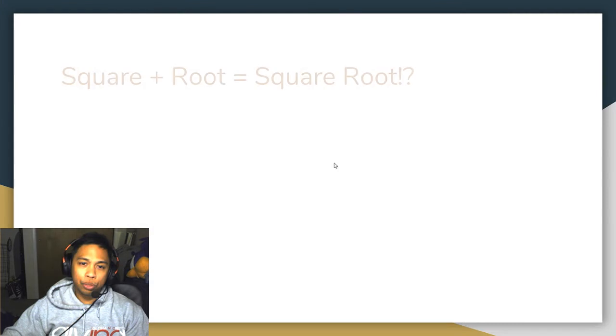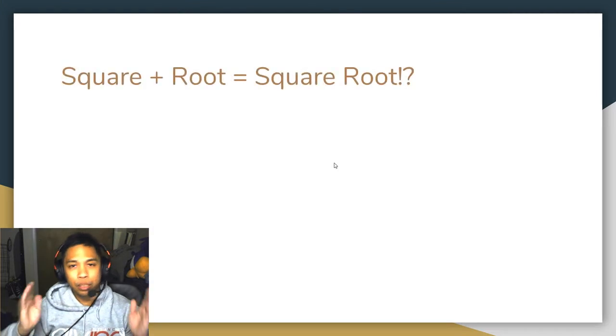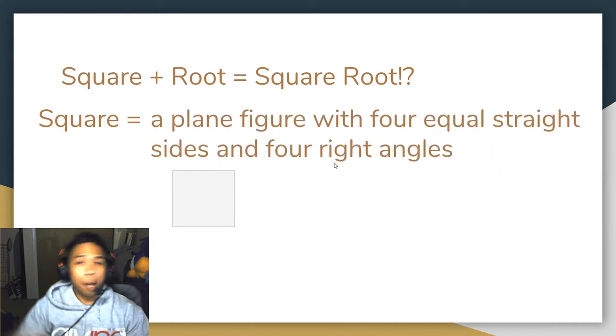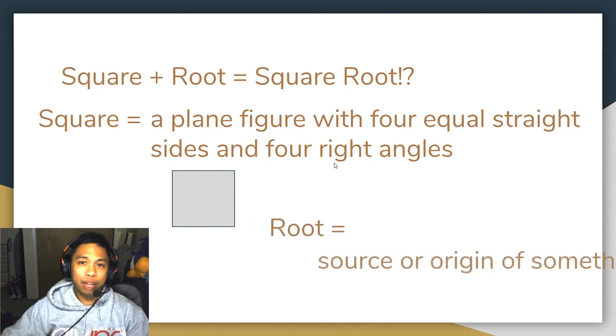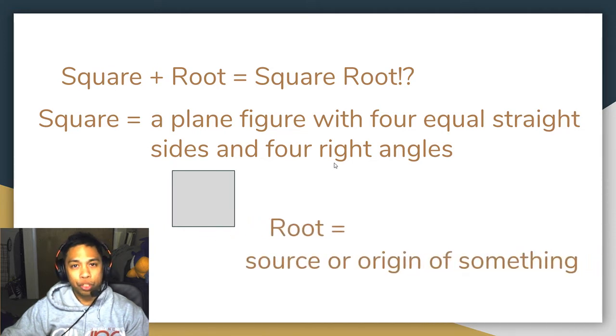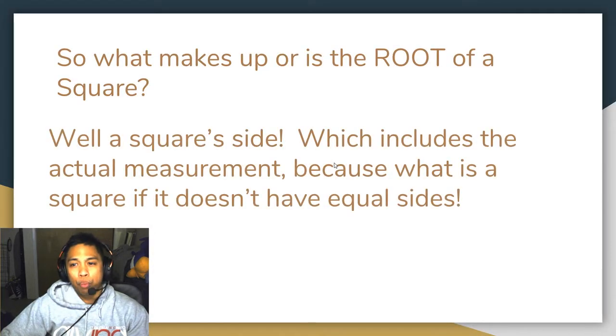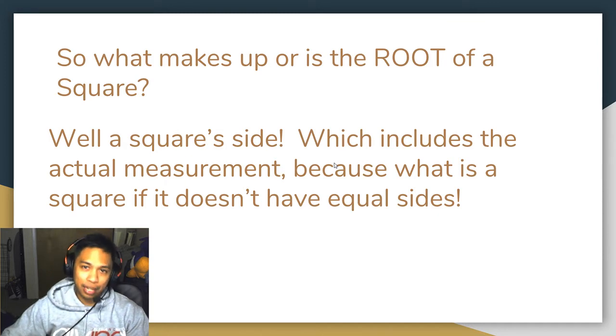So what we're going to do is break down the word square root. First, we have the word square, a plane figure with 4 equal straight sides and 4 right angles. And then we have root, source or origin of something. So the next question is, what makes up or is the root of a square? Well, a square's side, which includes the actual measurement, because what is a square if it doesn't have equal sides?